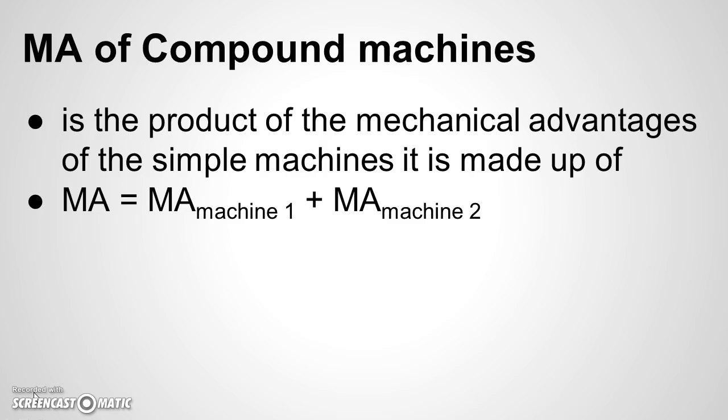The mechanical advantage of compound machines is also able to be calculated. It is the product of the mechanical advantages of the simple machines it is made up of. We can multiply the mechanical advantage of each machine in series to give us the overall mechanical advantage of the compound machine.